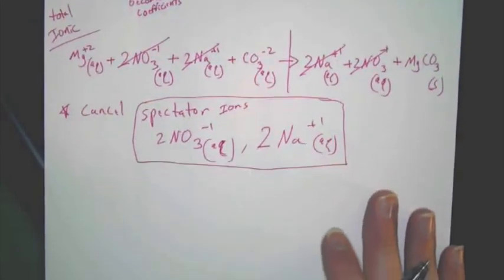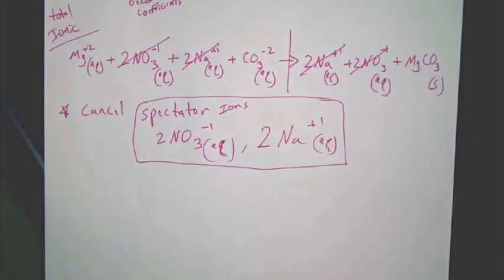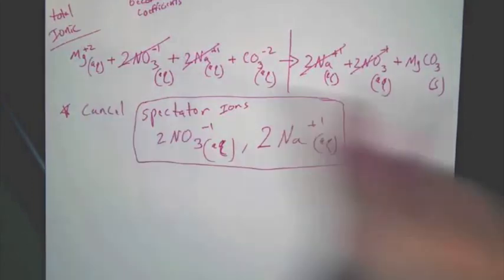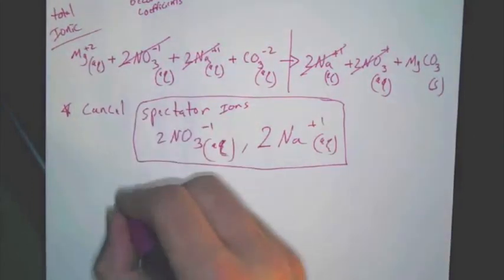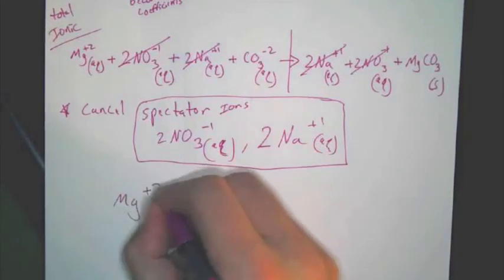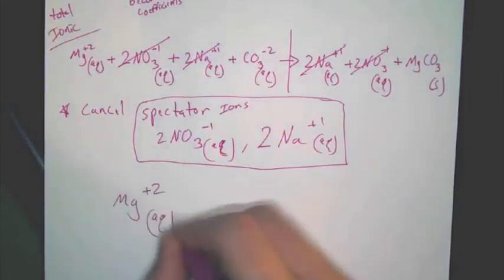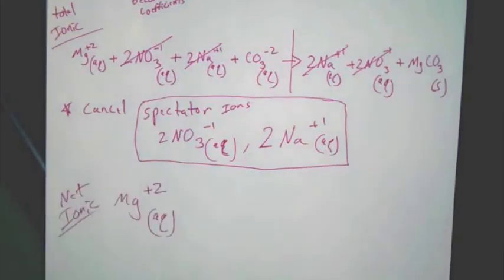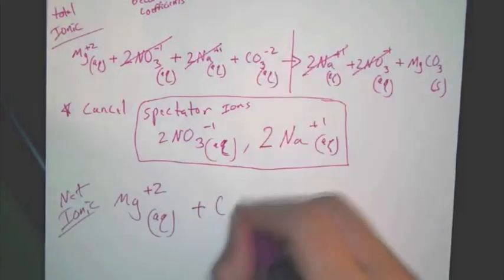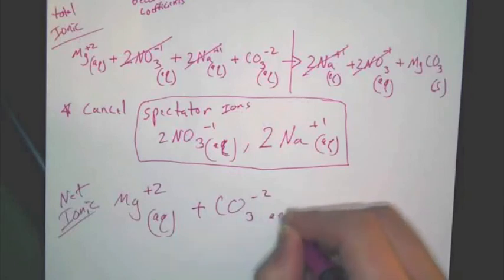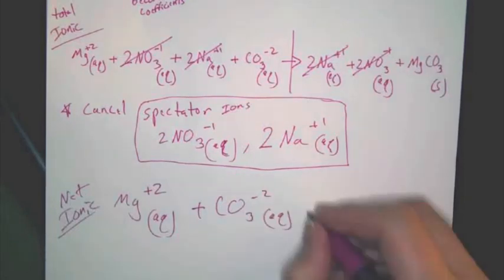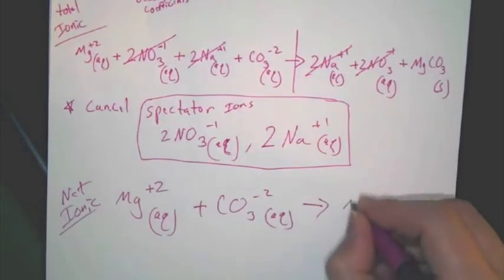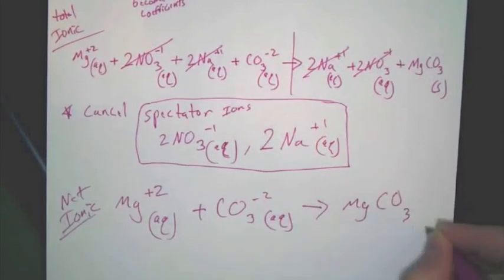You don't put 4, you put 2. I don't think at that point it's a big deal. You just want to know what species were canceled out. So then the final step, write your net ionic. So you write Mg+2 aqueous, and this will be our net ionic, plus CO3 -2 aqueous. MgCO3 is a solid.